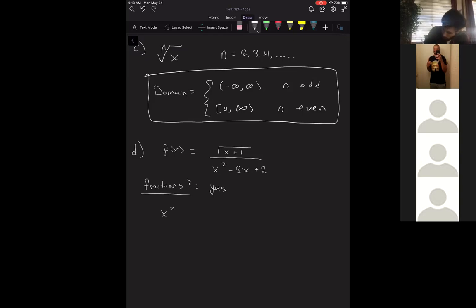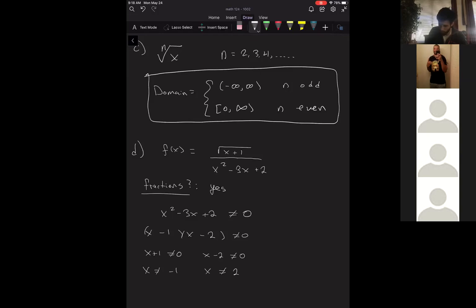So what's the bottom of our fraction here? This is going to be x squared minus 3x plus 2. We can't have this equal to 0, so we have to solve for x here. If we factor this, what multiplies up to positive 2 and adds to minus 3? That's going to be minus 1 and minus 2. Minus 1 times minus 2 is 2, and minus 1 plus minus 2 is minus 3. So this can't be 0.